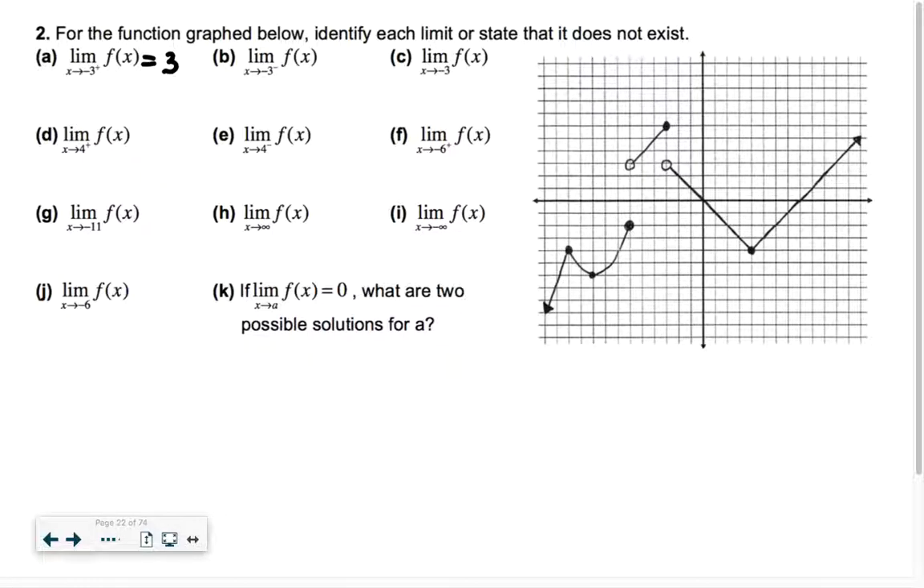So as I approach negative 3 from the left, I'm actually going to go along this other curve. And that's going to get closer to what? Is that 6? Mm-hmm. The limit as x goes to negative 3 in general, then, does not exist. 4 from the right, it looks like it's going right here, so to negative 4.